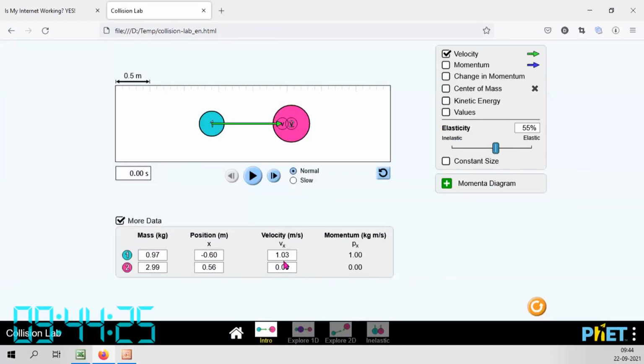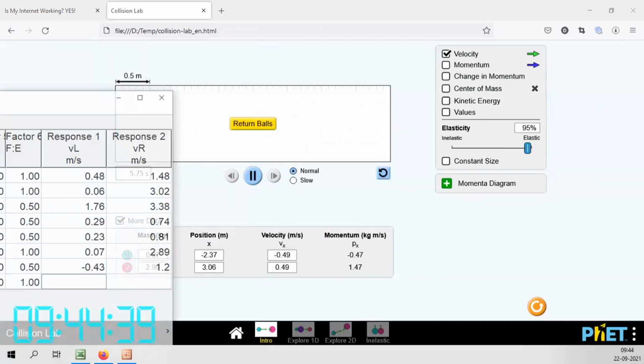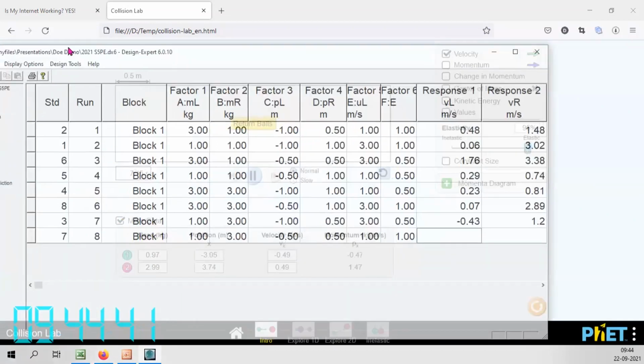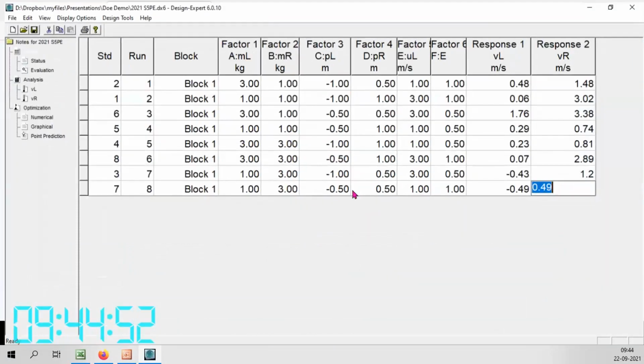This initial velocity of right ball will keep always 0. Elasticity 1, I will keep 0.95. Let's do the experiment. So now the result is minus 0.49 plus 0.49. Minus 0.49 plus 0.49. Okay, so we have completed the experiment.